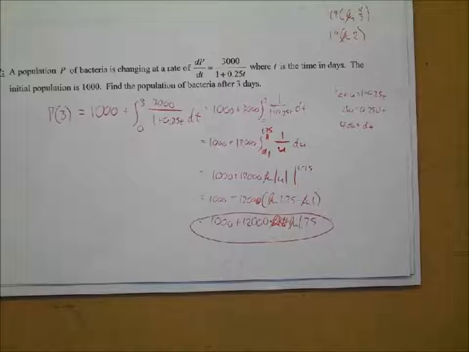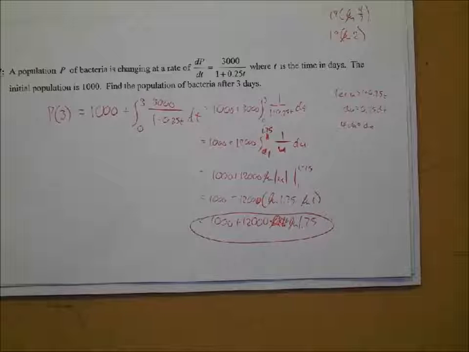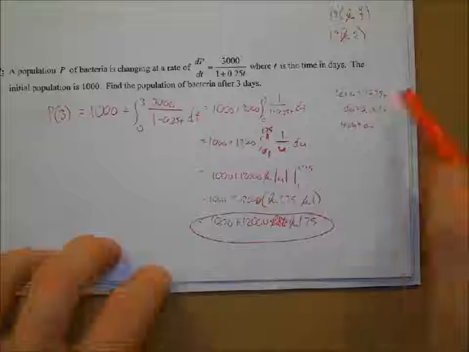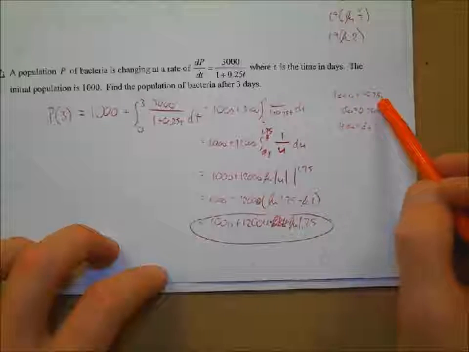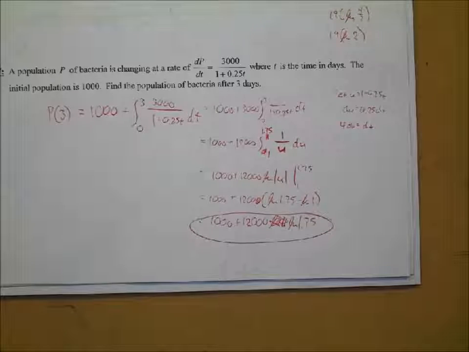The U-substitution here would be the 1 plus 0.25t. Derivative of 1 plus 0.25t is 0.25 dt, which then means 4 du equals dt. And so we'll just do a U-substitution here. 12,000 then is our new coefficient, and our new limits of integration are from 1 to 1.75, and so we end up with 1,000 plus 12,000 times the natural log of 1.75.